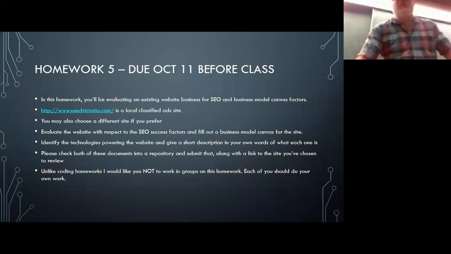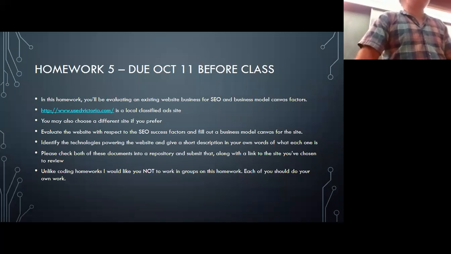So in the homework, this is due October 11th before class. I want you to evaluate an existing website business for SEO and business model canvas factors. Think of this as a practice project or a practice homework for what you'll turn in with your project.